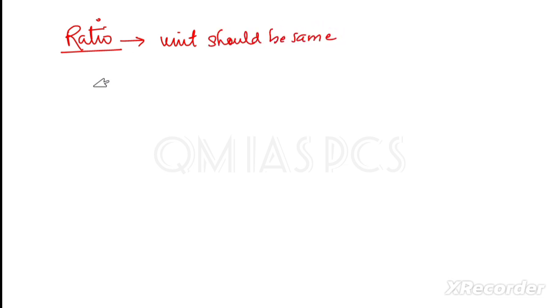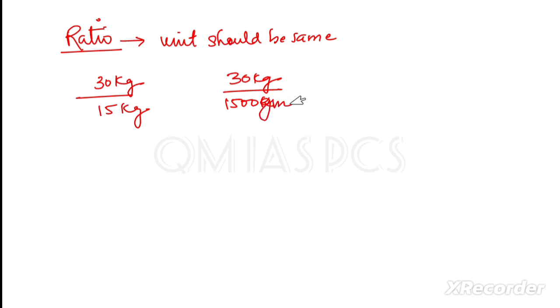See, what is ratio? Ratio is whenever we are comparing things. But one thing you should keep in mind is the unit should be the same. Like if we are dividing 30 kg by something, say 15 kg, it can be divided, and we can write it in ratio form. But if it is 30 kg and here is, let's say, 1500 gram, then we can't write it like this.